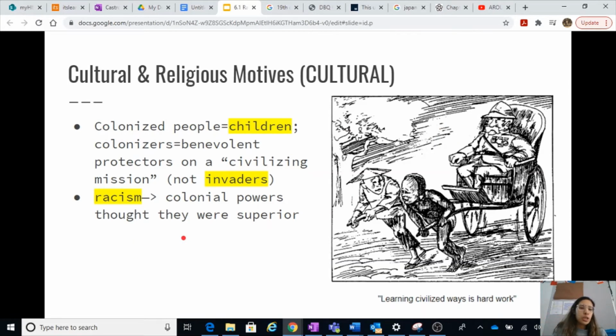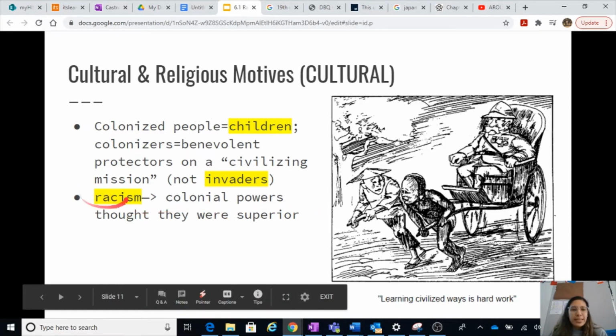Cultural and religious motives. This is going to fall under the cultural theme. Colonized people are going to be referred to as children, and the colonizers are going to be referred to as their benevolent protectors on a civilizing mission. They are on a mission to educate these children. They're not invaders. They're not invading these lands like Africa and Asia. They're protectors. They're trying to protect the people.